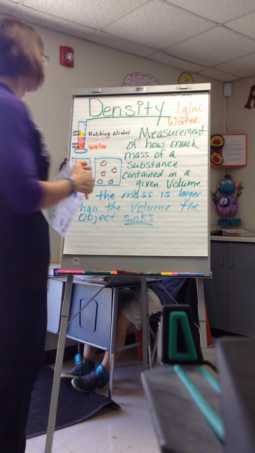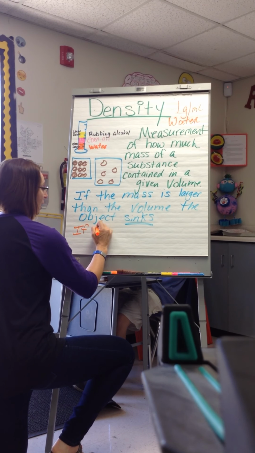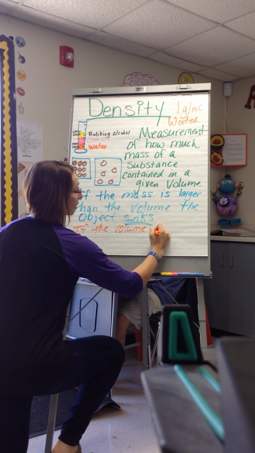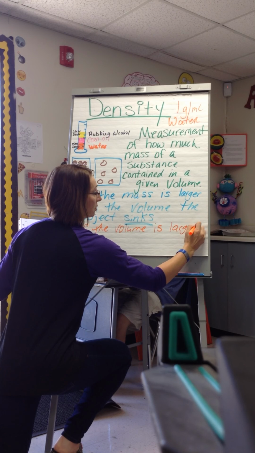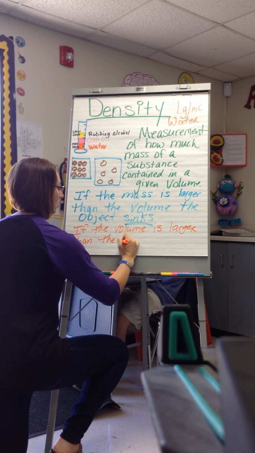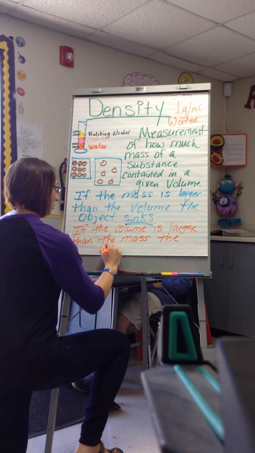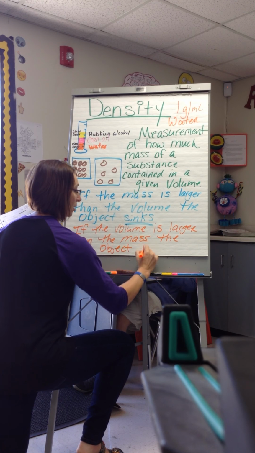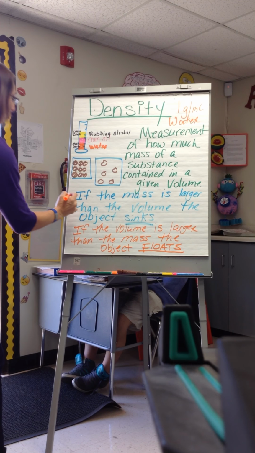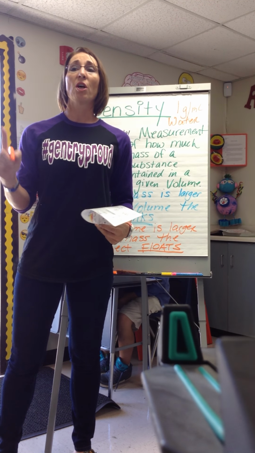Now here's another shortcut. I'll speak loud. If the volume is larger than the mass, the object floats. Write that down. The object is going to float. These are two really, really good shortcuts to know if it's going to sink or float in water and to understand density.